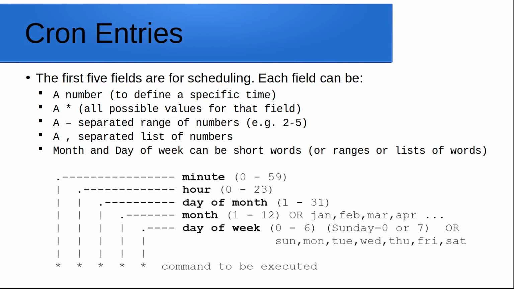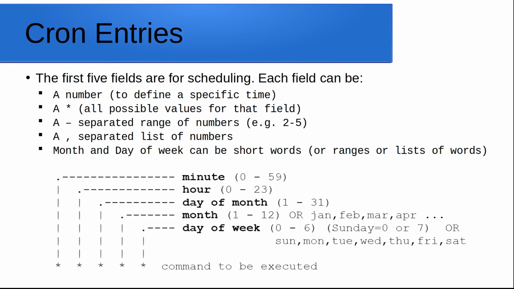The first field, reading from left to right, is the minute, between 0 and 59. The hour is the next one over, and that's military time, so 0 to 23. 0 is midnight, 23 is 11 p.m. You hit 12, you just keep counting up. 12 noon, that is.